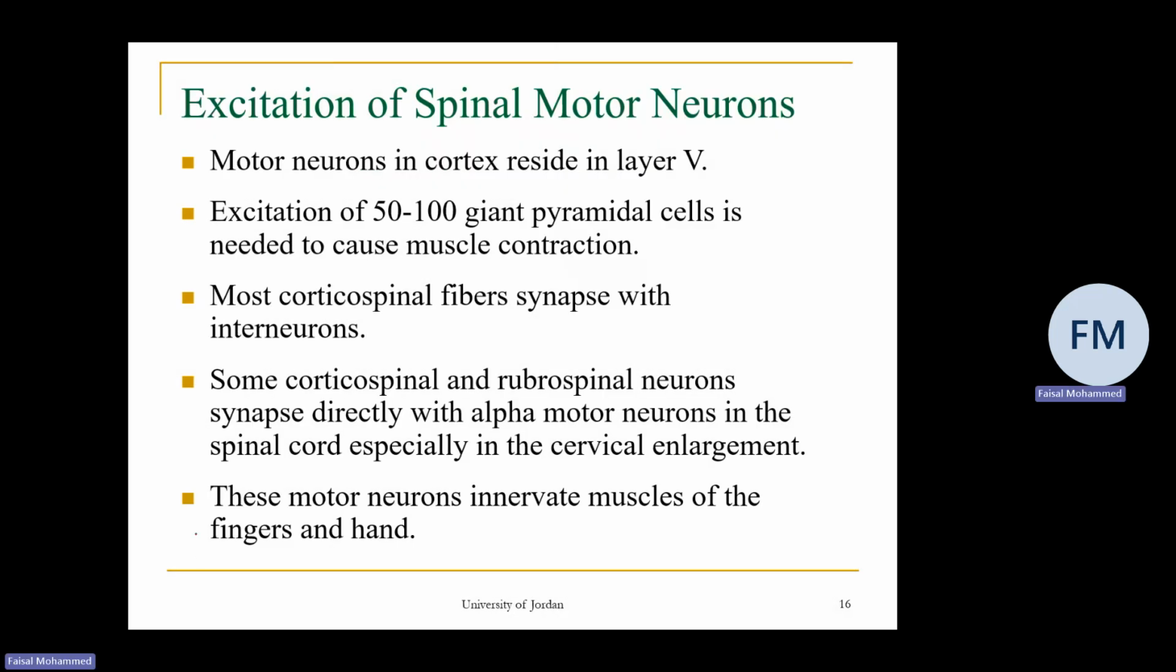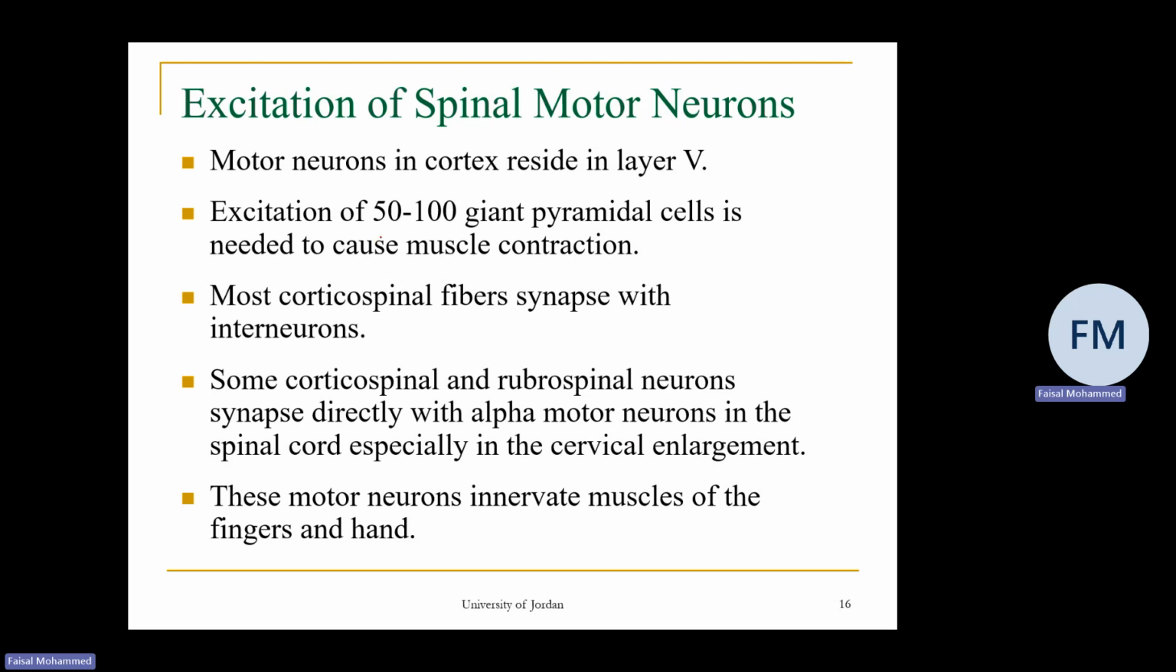Excitation of spinal motor neurons. Motor neurons in the cortex reside in layer 5. You remember we have 6 layers of the cortex, from inside to outside, and you may remember from your sensory lecture that layer 4 is the afferent area, where all afferents come to layer 4. Layers 5 and 6 are the efferent area.